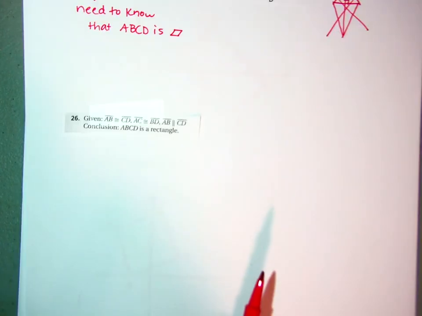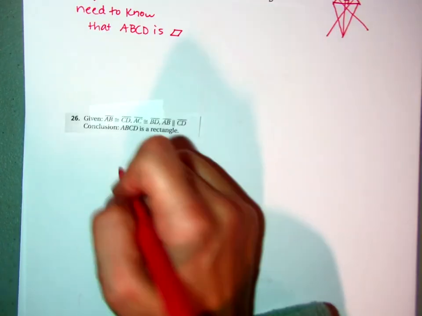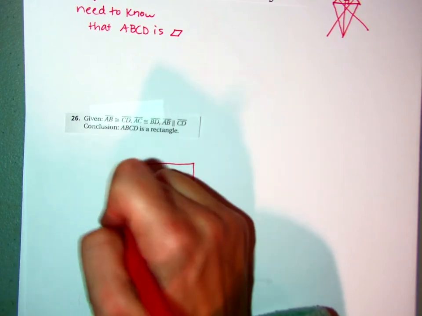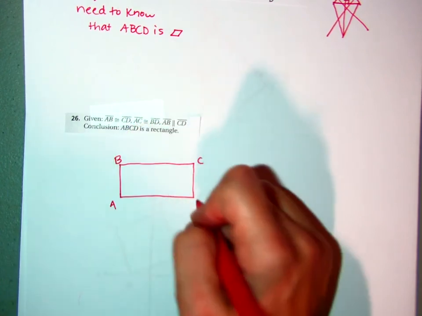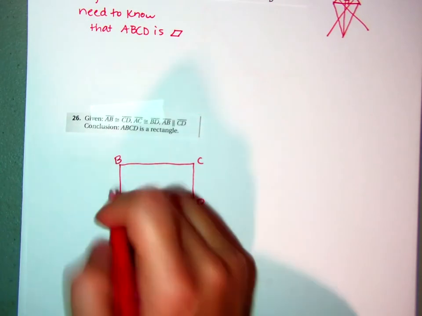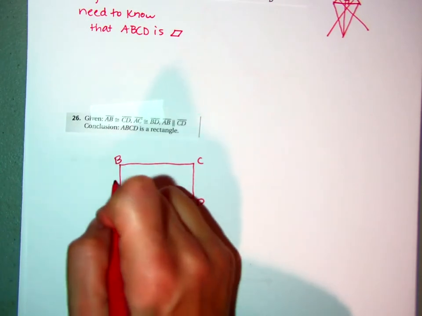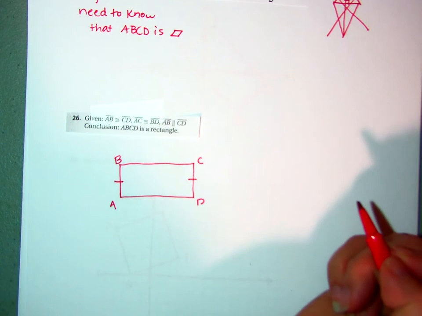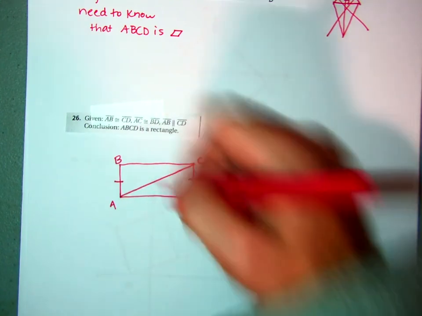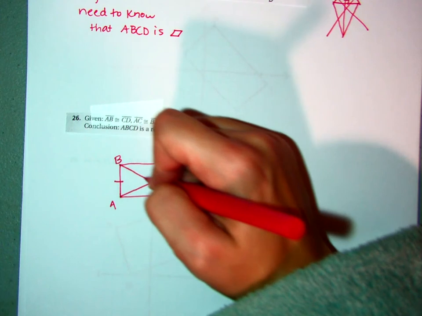On number 26, let's go ahead and draw a picture because they didn't give us a picture. And let's see what ABCD looks like because they're trying to get us to prove that ABCD is a rectangle. They tell me that AB is congruent to CD. They tell me that AC, this diagonal, is congruent to BD, which is an important feature of a rectangle.